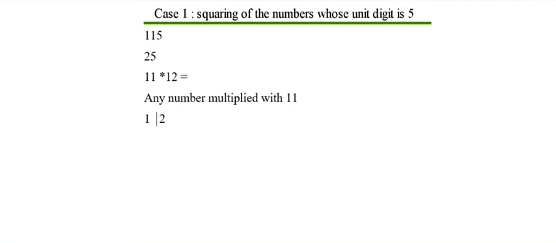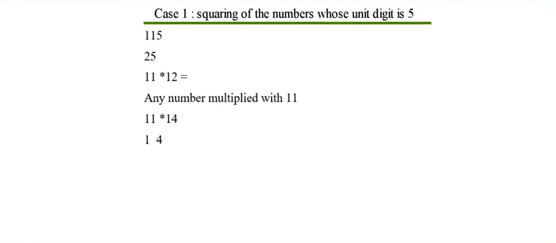So 12 is the number multiplied with 11. So I write it as 1, a gap, and 2. Now what is 1 plus 2? 3. That means to say the answer will be 132. So 11 into 12 will be 132. I hope it's clear. Now let's try one more number. Let's say we have to multiply 11 into 14. Now 11 into 14 can be written as what? 1 space 4.